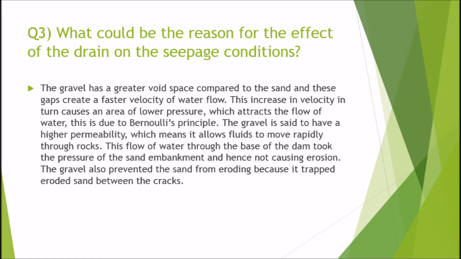The reason the gravel stopped the failure was because it had a greater void space compared to the sand. These gaps allowed for a larger volume of fluid through, as well as creating a faster velocity of water flow. This resulted in an area of low pressure which attracted the flow of water and can be seen from Bernoulli's principle. This flow of water through the base of the dam took the pressure off the sand embankment and stopped the erosion. The gravel also prevented the sand from eroding because it trapped eroded sand between the voids.